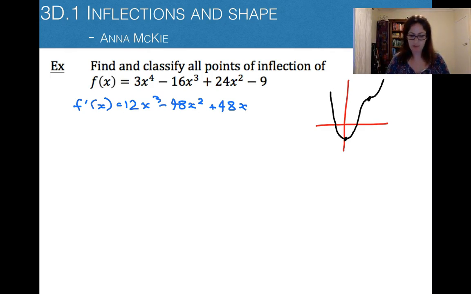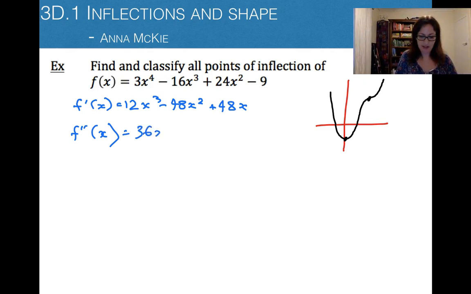How many stationary points at the most? 2 there. And we'll get into more detail later as to how that connects to the fact that it's a power of a cubic of 3, so it's a cubic. Then the second derivative, we have to differentiate again.